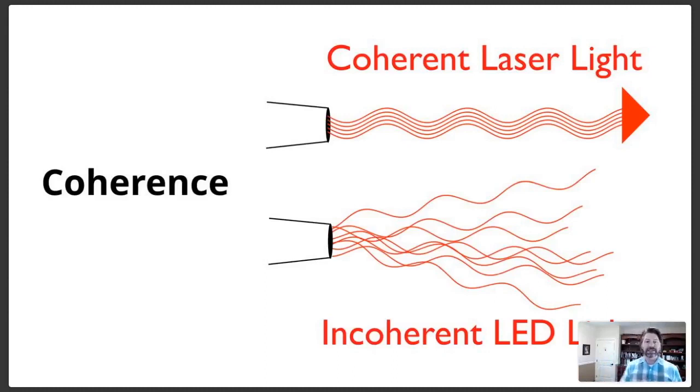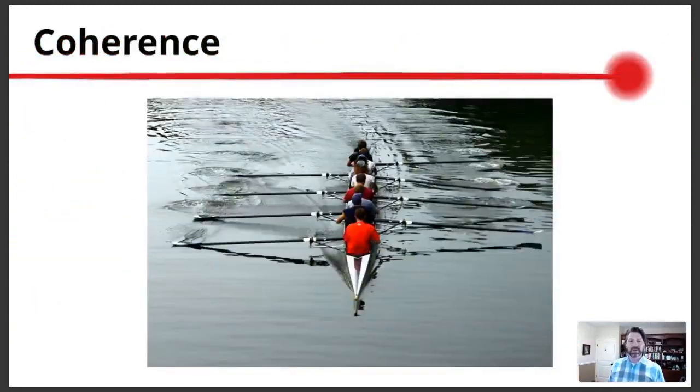If you've got that, then the next thing to talk about is something called coherence. Coherence is the measure of how in sync all the light is. So I like to use the example of a rowing team, and they're out there rowing, and they've got somebody calling out the stroke, and they're working in perfect synchronicity and perfect unity. And because they're synchronized and unified, they can move very quickly and very efficiently through the water.